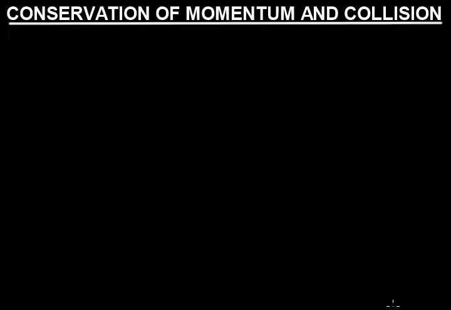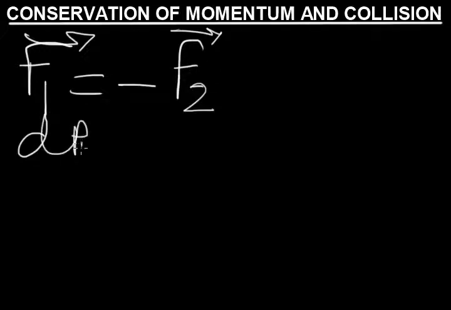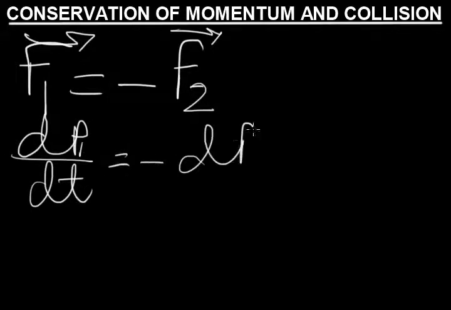Well, students, we now come to the topic of conservation of momentum and collision. Now, as you know from Newton's third law, we can write that F1 is equal and opposite to the force F2, which is the reaction force. This means they are equal and opposite. As we write this, we can put it in the differential form of dp1/dt, that is equal to minus dp2/dt.